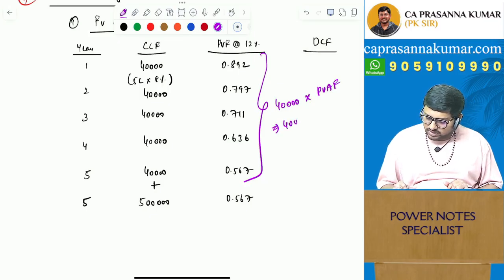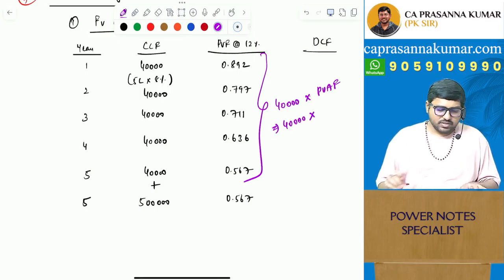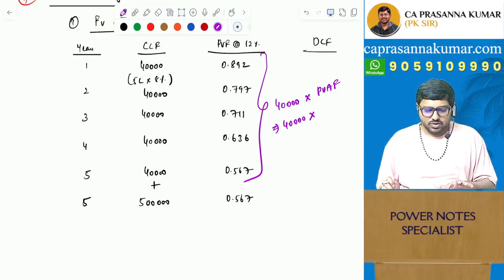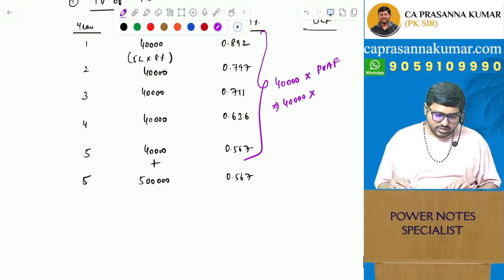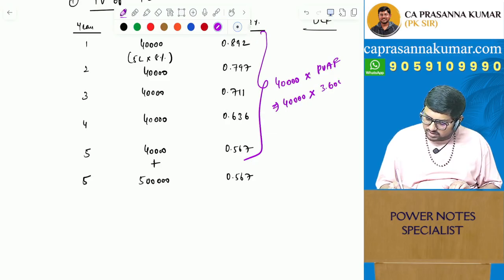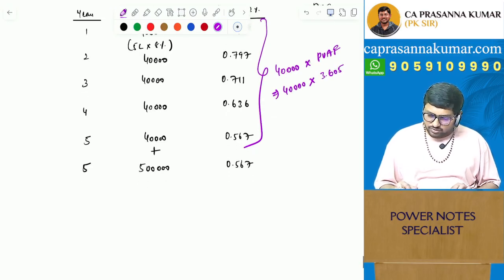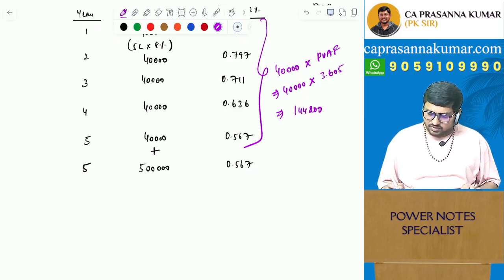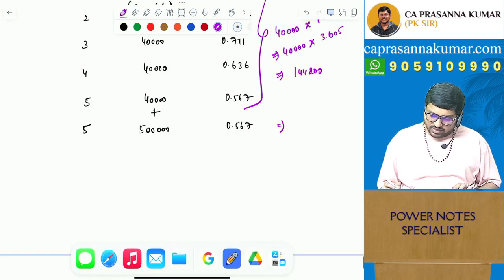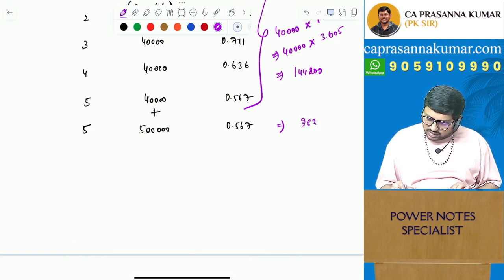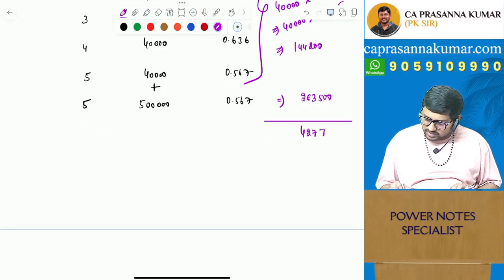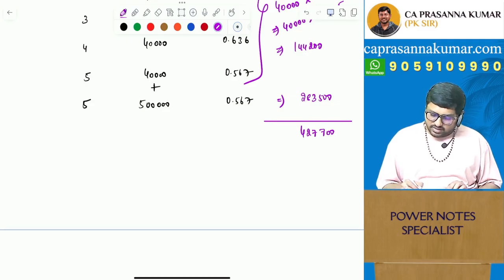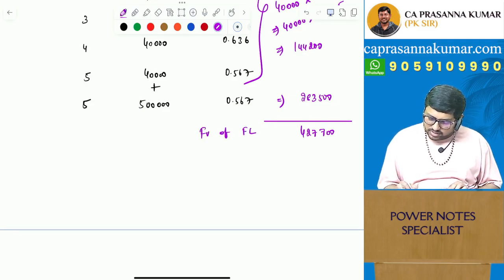So all these things put together, you can do like this: 40,000 into present value annuity factor. That is equal to 40,000 into, what is present value annuity factor? 1 divided by 1.12 to the power 5, 3.6047. I'll take it as 3.605. Actually, it comes 3.6047. So this will be how much? 1,44,200. You got the point? And this will be 5 lakhs into 0.567, 2,83,500. Total will be 4,27,700. This 4,27,700 is nothing but fair value of financial liability.